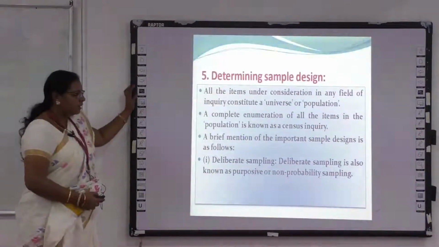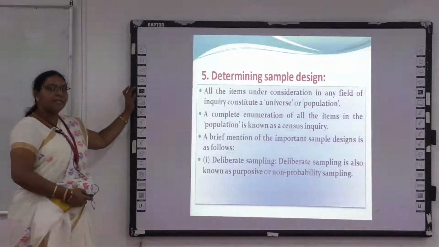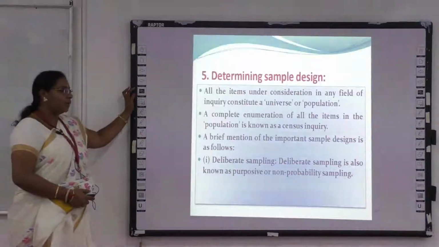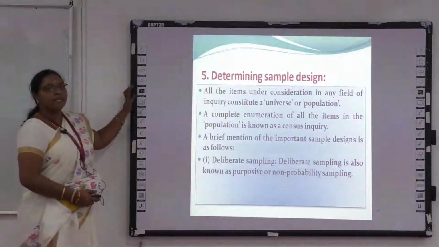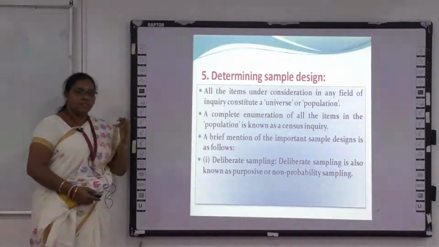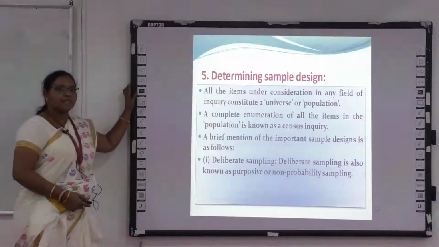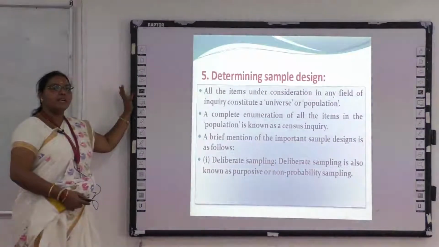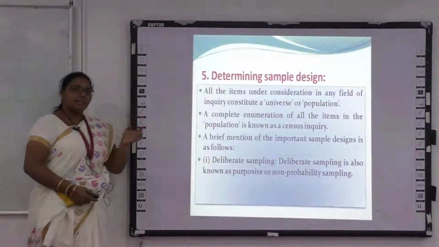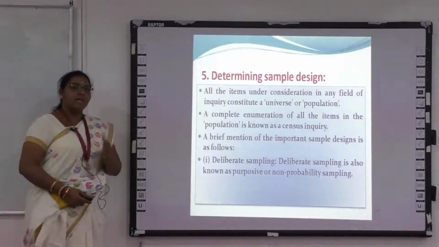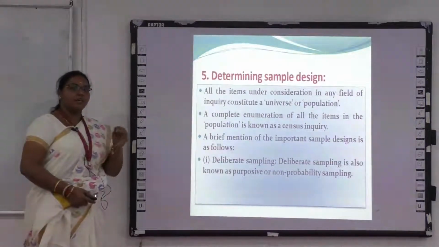For a brief mention of important sample designs, there is deliberate sampling, where the sampling design talks about how the particular sample is taken. Deliberate sampling is classified into two categories: one is judgment sampling, the other is convenience sampling. Judgment sampling is done by the researcher, who contacts his guide, and the guide tells the researcher what the sample size from the population should be. It is not an exact figure.